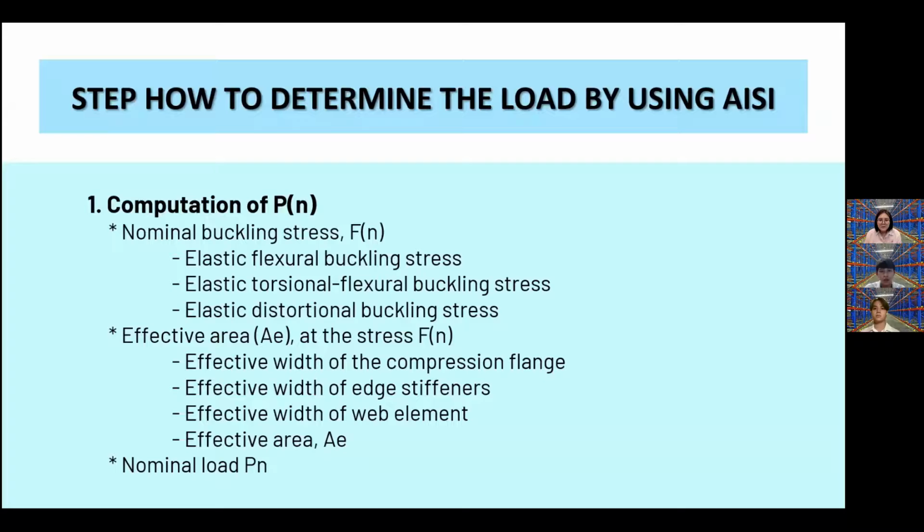For the steps to determine the load by AISI, first, we compute the nominal load from the 3 buckling modes, which are flexural, torsional, and distortional buckling stress. For the effective area, we calculate the factor of each length, which are the width of the flange, edge, and web, and determine it. Then we use the governing buckling stress value, which is the lowest value, multiplied by the effective area to obtain the nominal load.